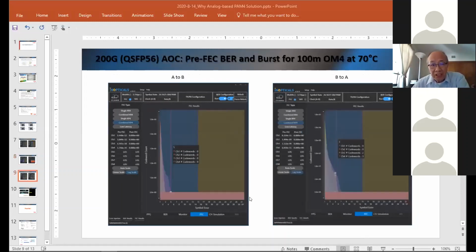So the next one is showing you the 200G, right? You can remember the power consumption is half of 400G. It's done almost the same, like 70 degrees C, bursting error check, and 100 meters of OM4 fiber, right? You can see only half the channels are active, because the 200 gigabits per second configuration uses 4 channels. Any questions?